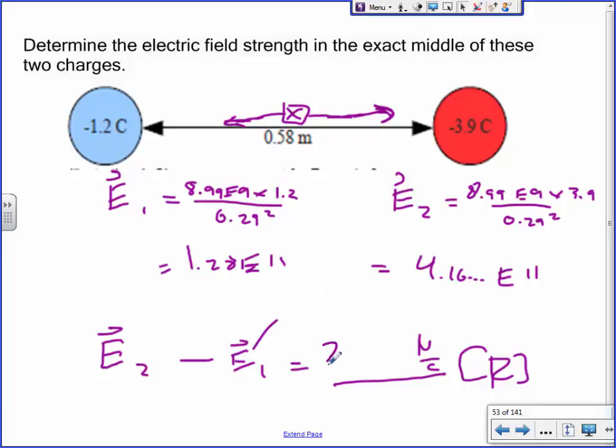Let me know if you don't get this number. Okay, so only 2.9 to the 11. Is it going? Tom, that makes sense to you? Yeah. You're good on this? Cool.